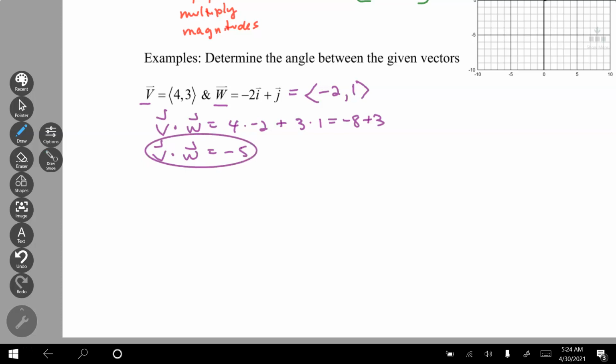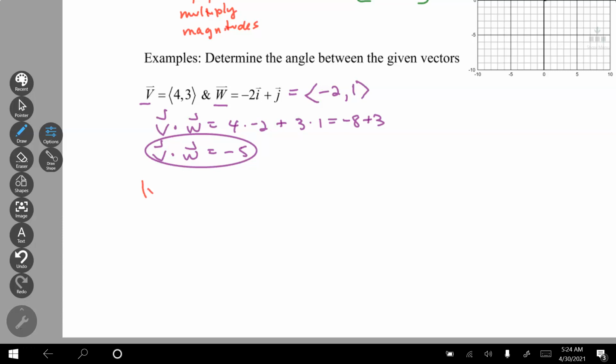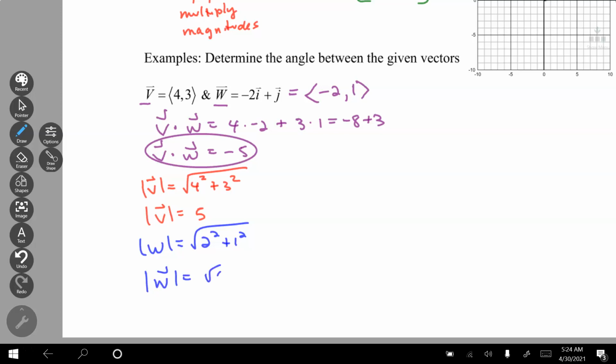Now the next thing I need to do is the magnitude for v and w. So the magnitude of v is going to be the square root of 4 squared plus 3 squared. So my magnitude of v is equal to 5. That turned out nice. Now I have to do the magnitude of w. Well, I don't have to do negatives with magnitude. You could do -2 in parentheses squared, or I could just do the square root of 2 squared plus 1 squared. So the magnitude of w is the square root of 5. You could just leave it that way because when I put this in the calculator, it handles everything nicely.